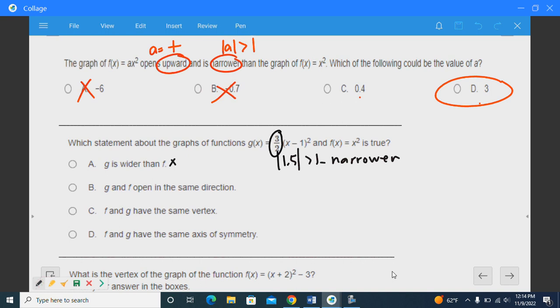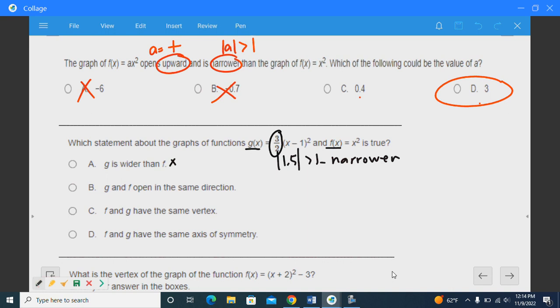How about g and f? g and f open in the same direction. What's their a? a here is positive, a here is positive. So since the a's are both positive, those will be opening in the same direction, which is upward, facing upward. Answer here is B. And for the vertex, they don't have the same vertex. 0, 0. The same, it does not have the same axis of symmetry.